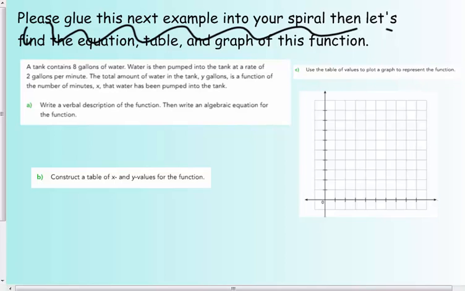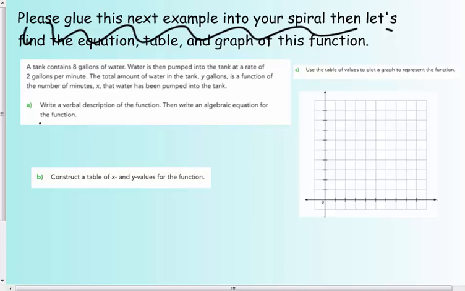So a tank contains 8 gallons of water. Water is then pumped into the tank at a rate of 2 gallons per minute. The total amount of water in the tank, Y gallons, is a function of the number of minutes, X, the water has been pumped into the tank. Write a verbal description of the function. Then write an algebraic equation for the function.